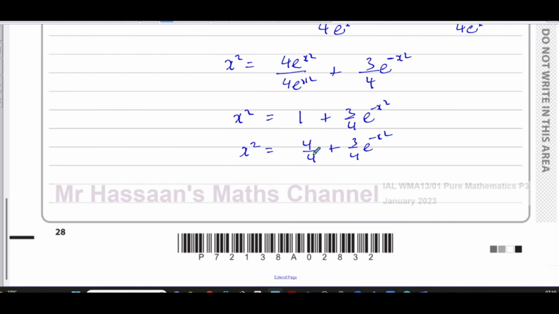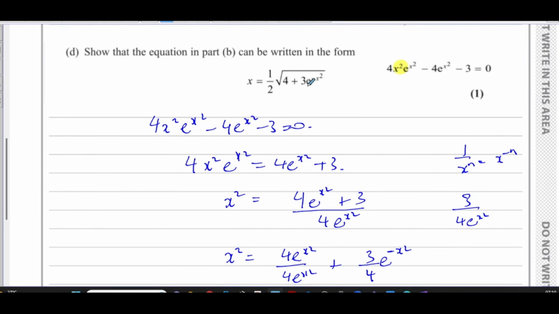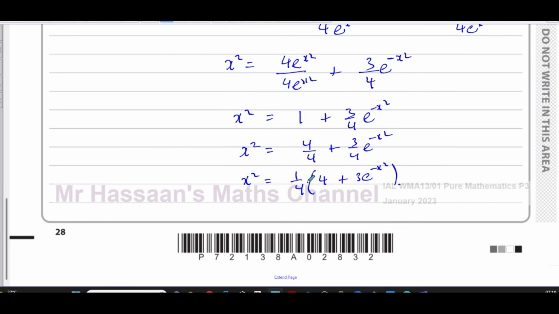And then I'm going to take out a quarter as a common factor. So I have x squared equals a quarter times (4 plus 3e to the power of minus x squared). Now I don't have any fraction left inside that bracket, which is exactly how we have it here. If we take the square root of both sides, you have x equals the square root of all of this. The square root of a quarter is a half, times the square root of 4 plus 3e to the power of minus x squared. And there's our answer. That's what we had to show.